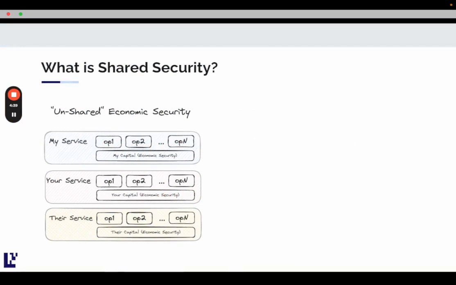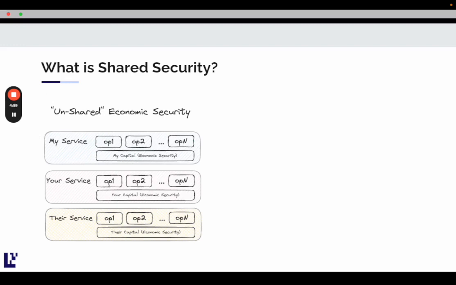So what is the problem with the existing security model? In today's world, security exists separately for each individual service. So in this case here, we've got my service. In my service, I have my own operators. Maybe I'm running an AI service and I've got GPUs that I'm using for my service, and it's all about inference.